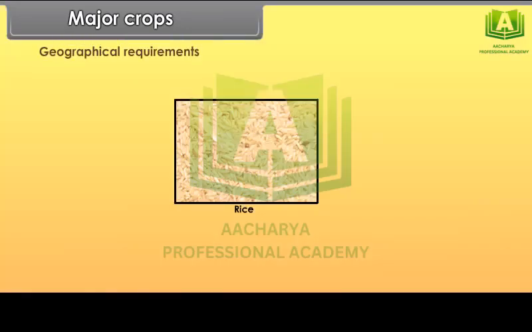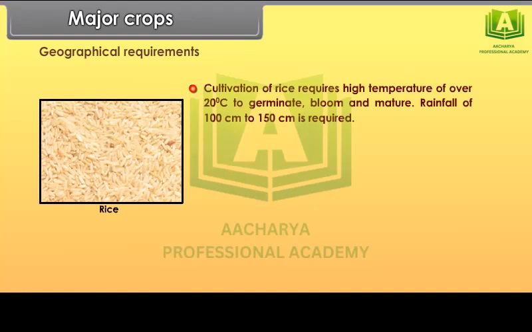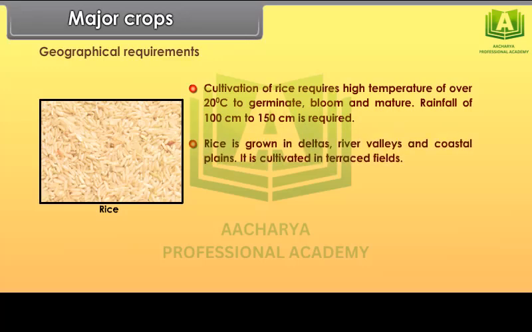Geographical requirements. Cultivation of rice requires high temperature of over 20 degrees Celsius to germinate, bloom and mature. Rainfall of 100 centimeters to 150 centimeters is required. Rice is grown in deltas, river valleys and coastal plains. It is cultivated in terraced fields. Rice grows well on loamy and silty soil which are alluvial and fertile.